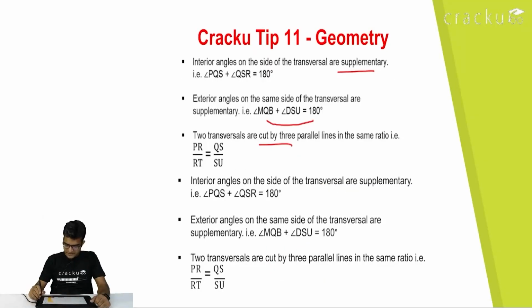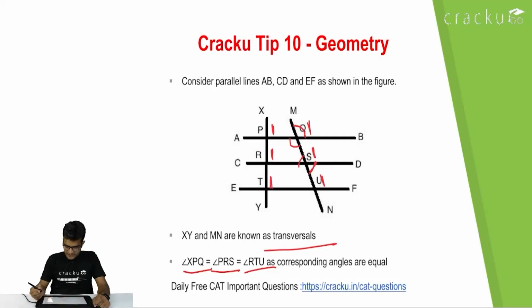Transversals are cut by 3 parallel lines in the same ratio. That is, PR by RT is equal to QS by SU. This also is a very important formula.